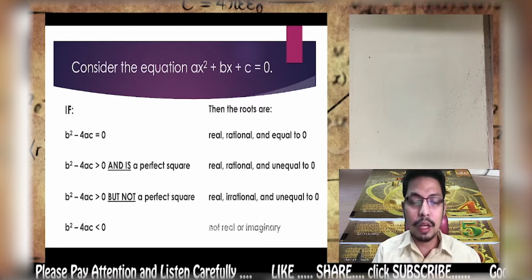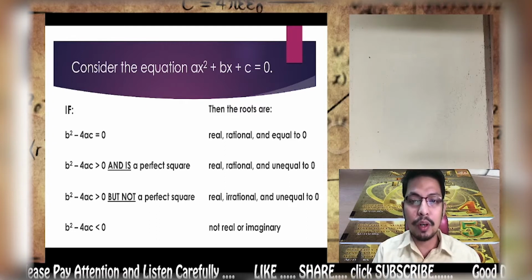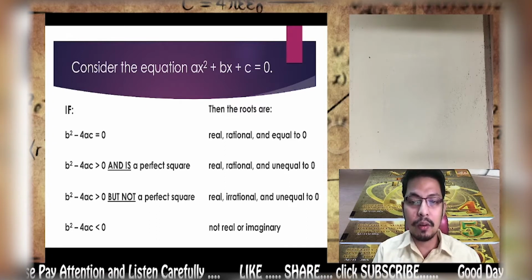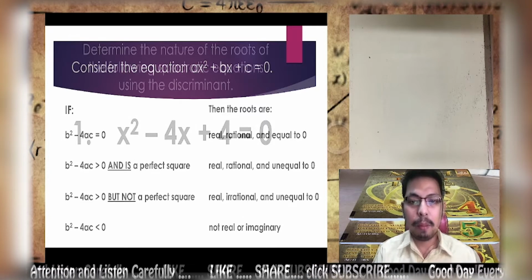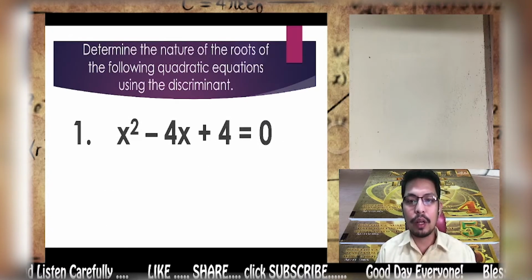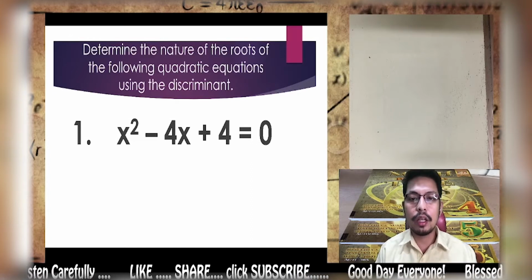And if the discriminant or b squared minus 4ac is less than 0, then the roots are not real or imaginary. Determine the nature of the roots of the following quadratic equations using the discriminant.